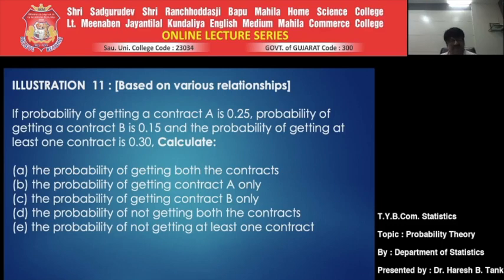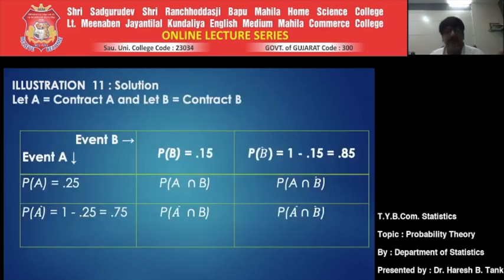Is it fine? Okay. Put it in a tabulated form again in a similar way. Row wise it is event A, column wise it is event B. Probability of A is 0.25. So naturally probability of A complement would be 1 minus probability of A, which is 0.75. Column wise, probability of B is 0.15, probability of B complement is 1 minus 0.15, which comes to 0.85. These borders you have fixed. Okay. Now try to fill the inner part.